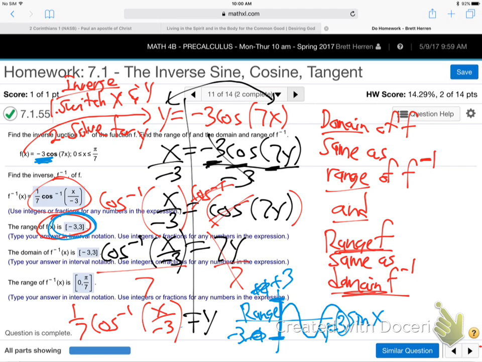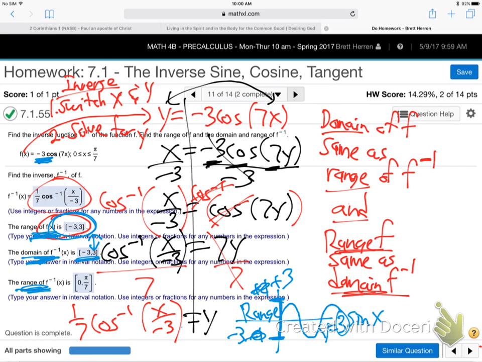Then they say, okay, what's the domain of the inverse? Well, these are going to be the same. Domain of the inverse is the range of the original, isn't it? So I just copy that one. And then they say, what's the range of the inverse? Am I going too quick? Did you get this last one? Domain of f inverse, same as range of f. Now, what's the range of f inverse?